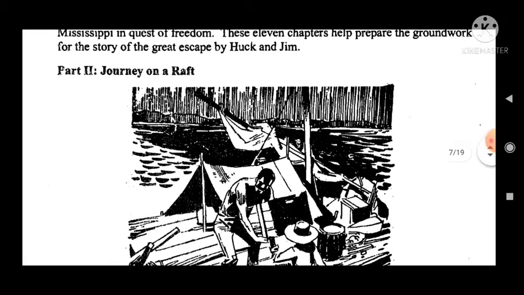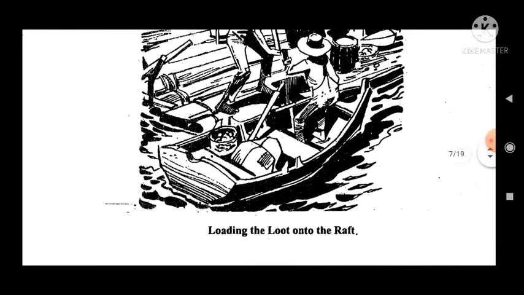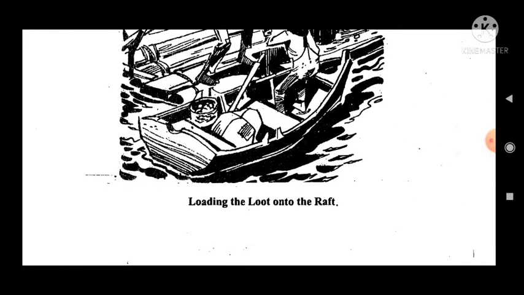So here it is, part 2: journey on a raft. Loading the loot onto the raft.